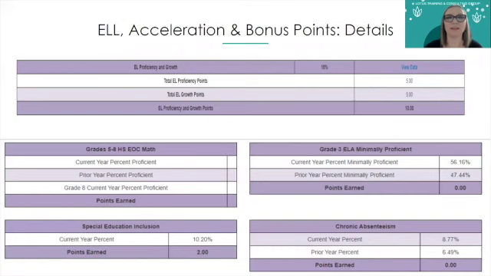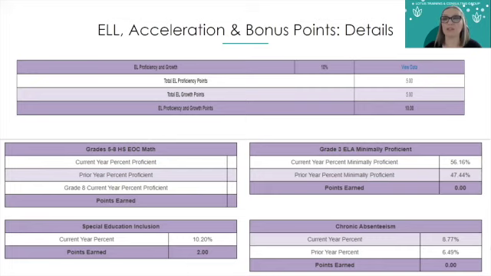All right, so the last chunk of points in the formula happen around English language learners, which I know there was a question about at the very beginning, the acceleration readiness, and bonus point details. So you earn credit for English language learner proficiency and growth on the ELA. There are 5 points total in the formula, and essentially it's all or nothing. You either earn the 5 points or you don't.